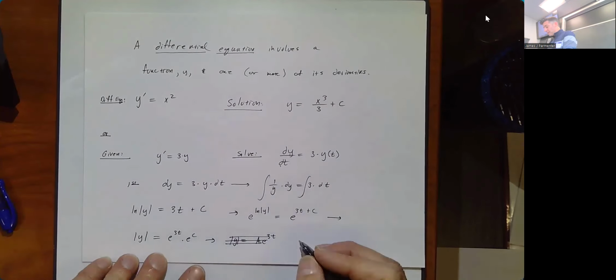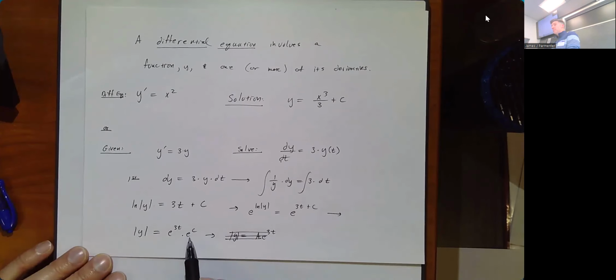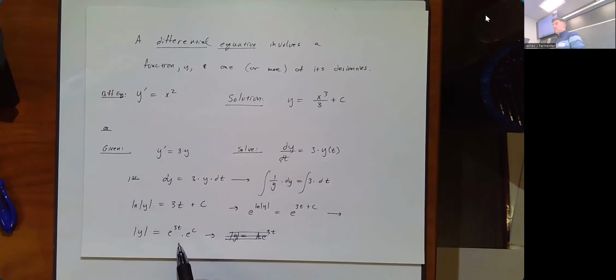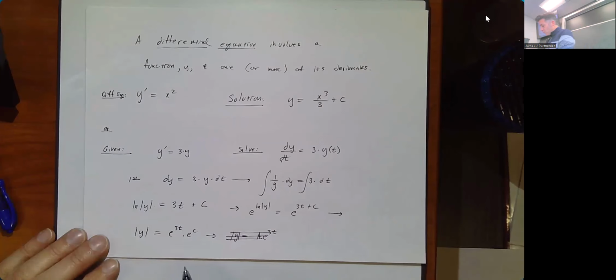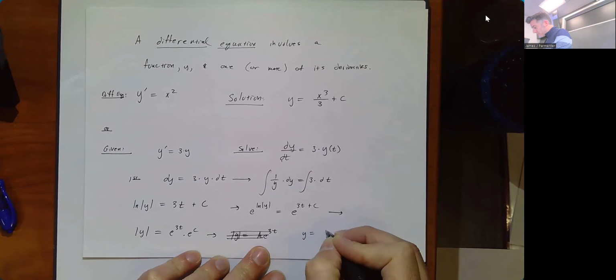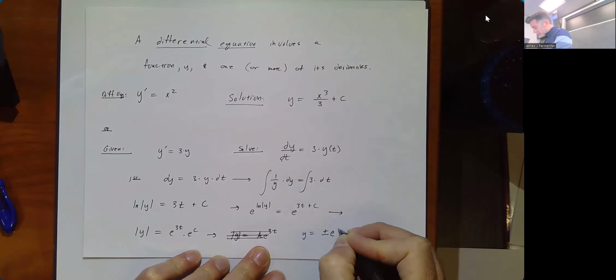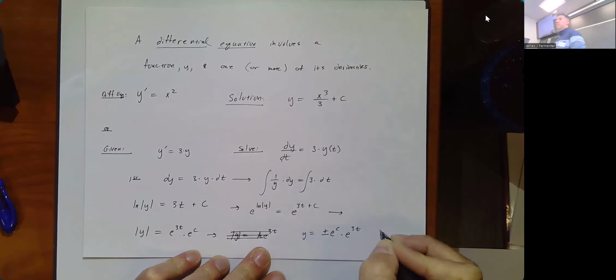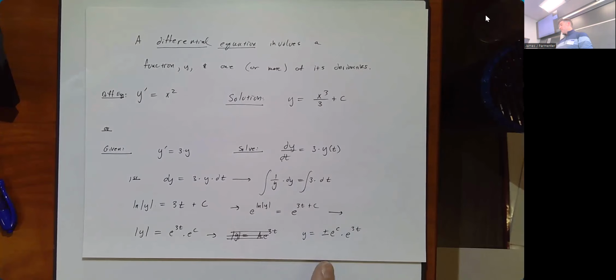So before we get there, let's say this: e to the c is always positive. Y, on the other hand, could be positive or negative, right? Even though this stuff here is always positive, y can be negative and the absolute value of it would be positive. Or y can be positive and the absolute value of it would be positive. So here's what we're going to do. We're going to say y could really be plus or minus e to the c times e to the 3t. And whatever this constant out in front is, whether it's positive e to the c or negative e to the c, we're just going to call that A.